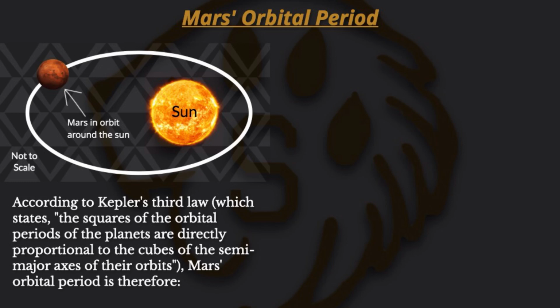So the note at the bottom says, according to Kepler's third law, which we're going to use in the calculation, the squares of the orbital periods of the planets are directly proportional to the cubes of the semi-major axis of their orbits. Like we said, the semi-major axis is half the longest diameter of the ellipse, or of the orbit. So we're talking of the cubes of that semi-major axis, and the square of the orbital periods. In this case we are not dealing with two planets, we're dealing with the Sun and Mars, so it's just the two bodies.